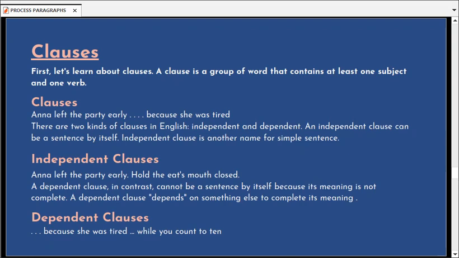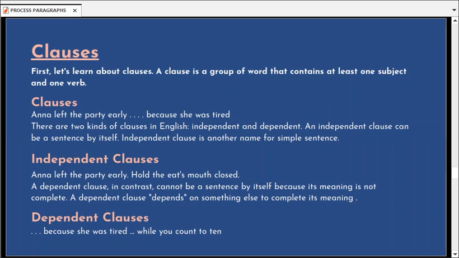Clauses. Anna left the party early because she was tired. There are two kinds of clauses in English, independent and dependent. An independent clause can be a sentence by itself. Independent clause is another name for the simple sentence. Independent clause: Anna left the party early.